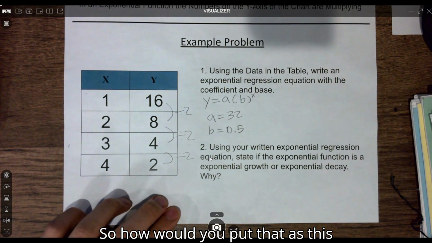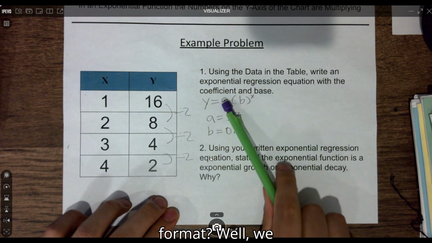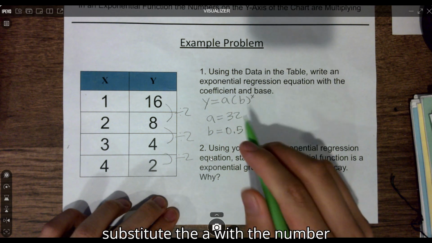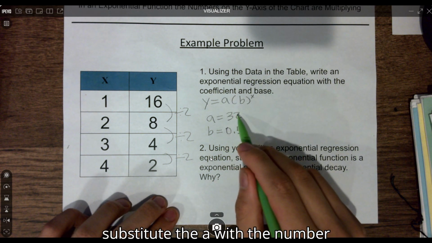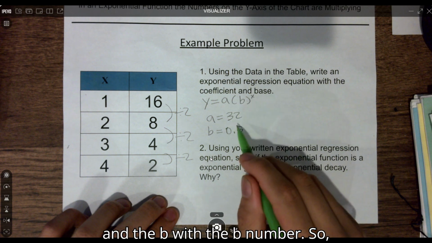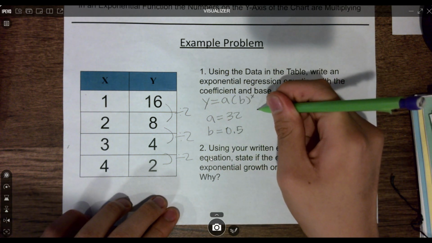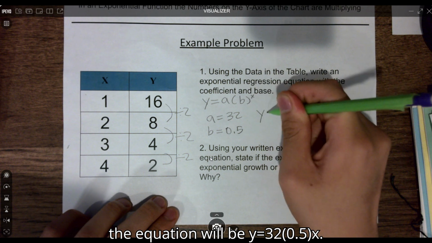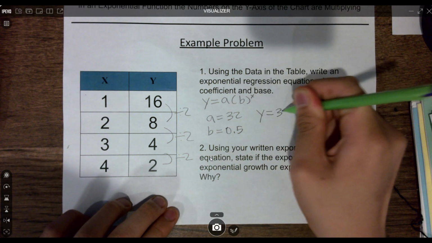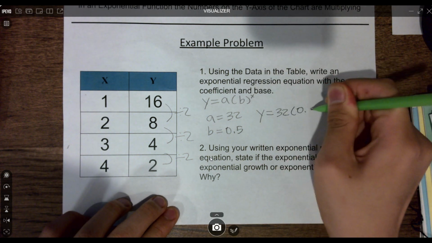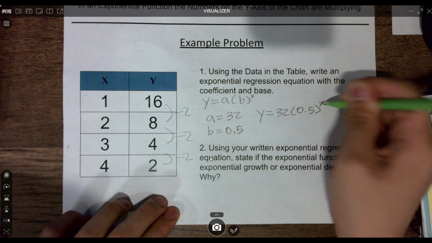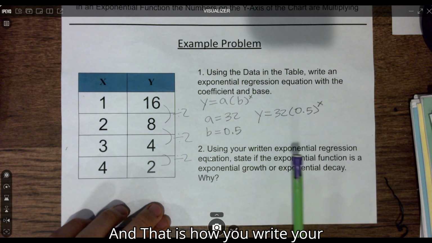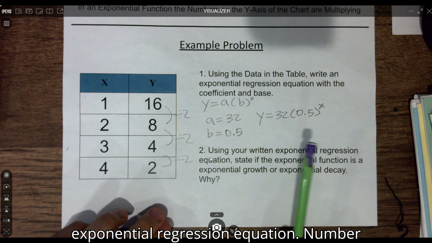So how would you put that in this format? Well, we substitute the a with the number and the b with the b number. So the equation would be y equals 32(0.5)^x. And that is how you write your exponential regression equation.